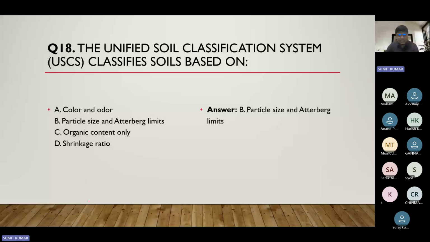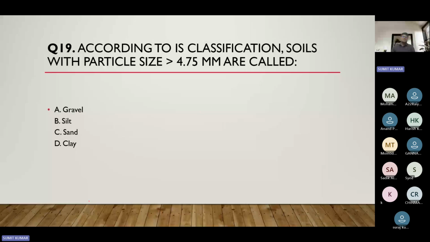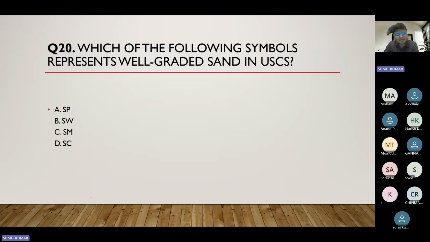Now according to the IS classification, soil with particle size greater than 4.75 mm is, I think this is the easiest problem of today's session, that is gravel, because it is discussed many times. Next is, which of the following symbols represents well graded sand in the USCS? Well graded sand, so first name is sand, and well graded, then it is SW, right? Option D.